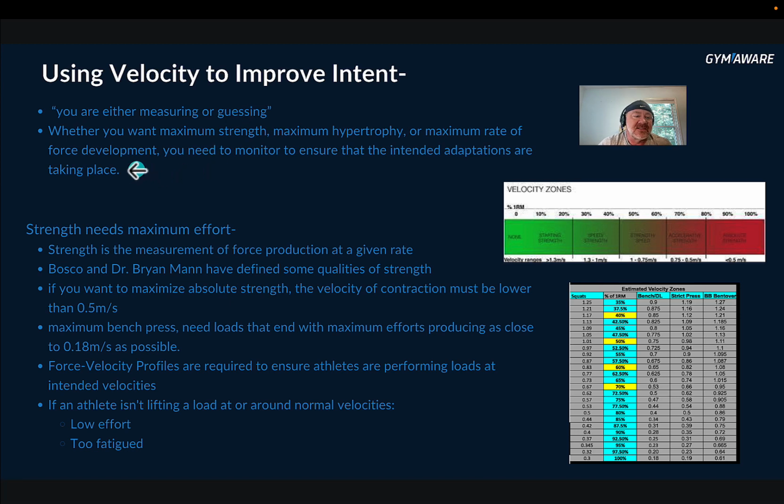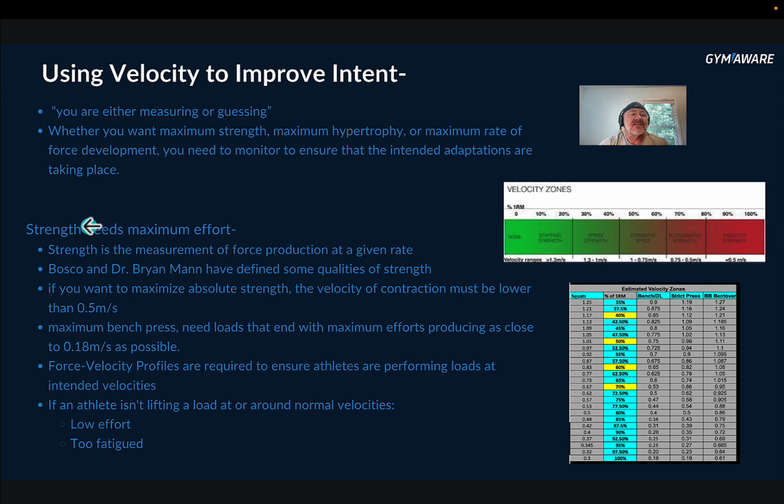If someone's just lifting and you hear the words, well, that looks faster, or I think they're getting better, or a certain athlete I believe is getting better, those are such subjective phrases that I can't stand. As an exercise scientist, I want to know if someone is getting better and exactly what that means. So whether you want maximum strength, maximum hypertrophy, or maximum rate of force development, you need to monitor to ensure the intended adaptations are taking place.